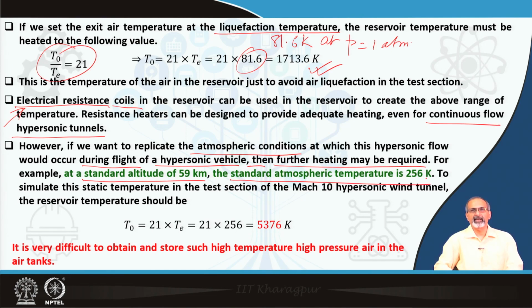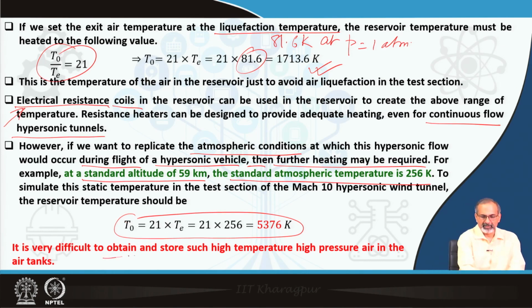To simulate that, we would need a T naught with the existing numbers of a huge number, 5376 Kelvin, which is very difficult to obtain and store in the air tanks, which will be used for such a run. So, this again is a huge problem which will be difficult for us to achieve.